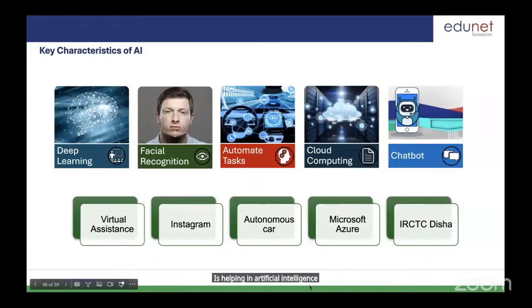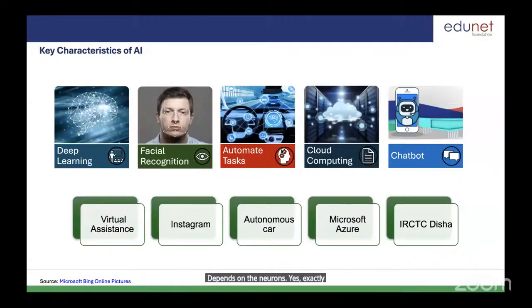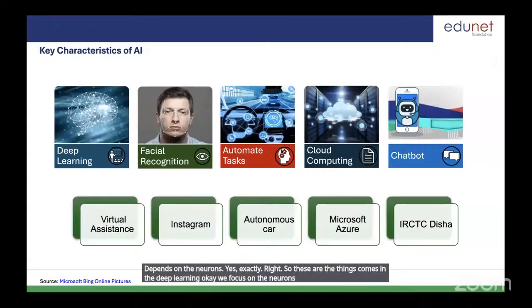If we are talking about deep learning, how many of you have heard about this term? Can you tell me what exactly is deep learning? A lot of good answers are coming up. They are telling that it is a subset of machine learning. Good. Depends on the neurons. Yes, exactly. So these are the things that come in deep learning. We focus on the neurons. It completely depends on the neurons. It is one of the subsets of machine learning. That's nothing but deep learning, right?